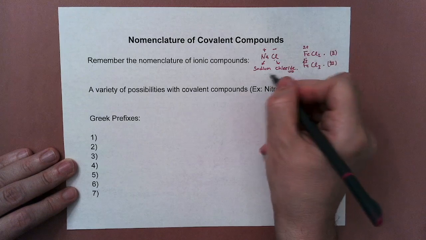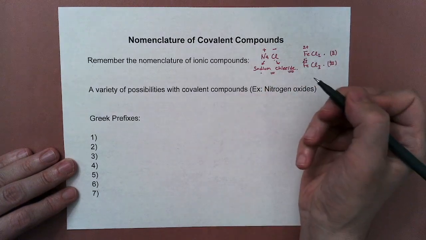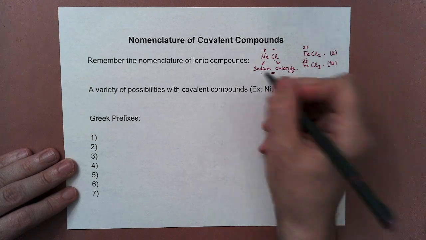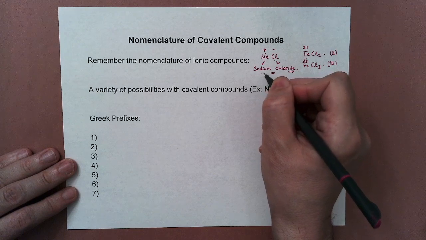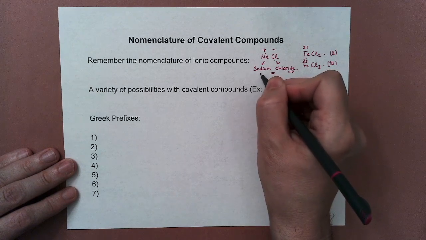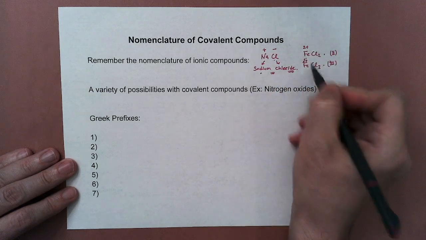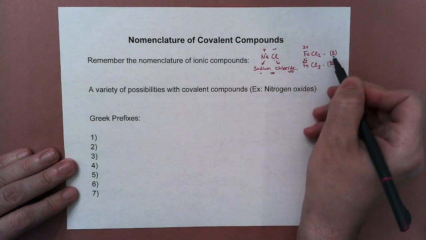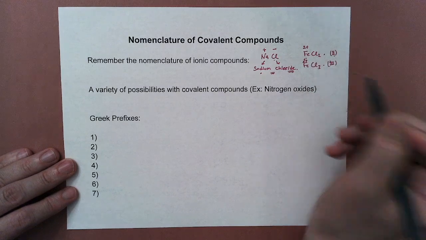For sodium chloride, I didn't use any Roman numerals because, as you remember, sodium is in the first group of the periodic table. First group elements, second group elements, they take only one charge. Sodium always is +1. That's why you don't need to mention the charge of it. But iron might be +2 or +3. That's why you need to mention the charge of iron in iron chloride.